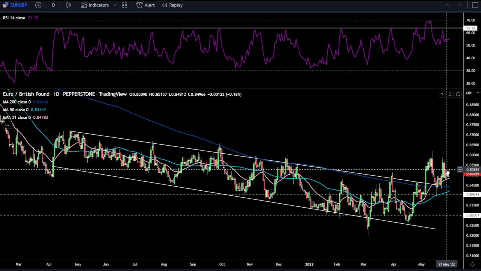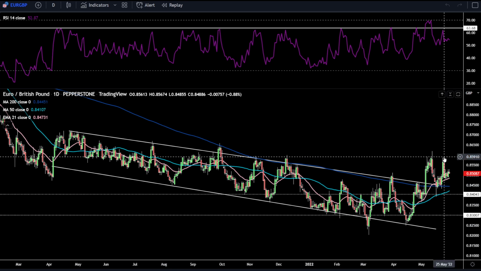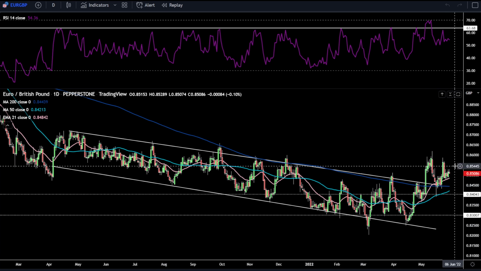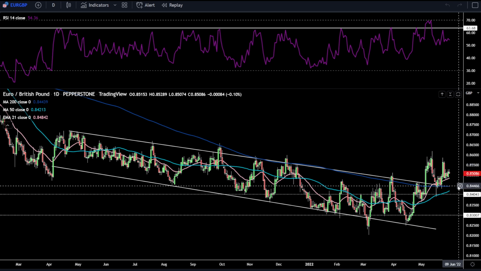Euro GBP, not much action over here, to be honest. We can see that these are former resistance here at about 0.86, so that would be the target on the upside. Before there, we obviously got the round number at 0.855. On the downside, we got the 200-day simple moving average around this 0.845 area too.